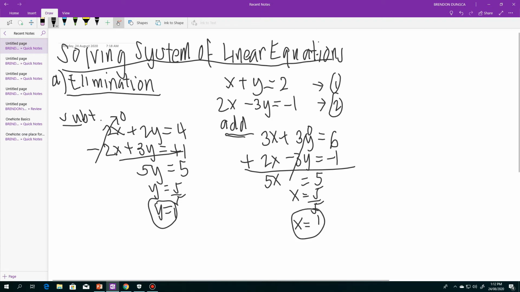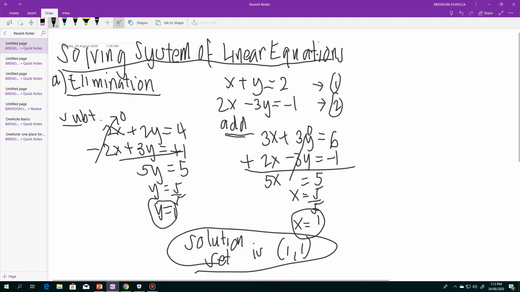So our solution set, what we call the solution that we are getting is called the solution set. The solution set therefore is x is 1 and y is 1. Okay, this is the final answer. Okay, so we're done with the elimination method, so it is very easy.